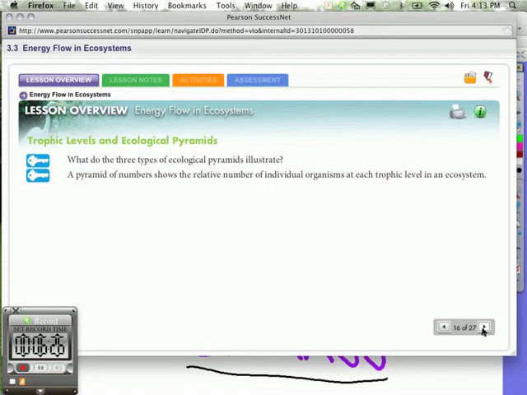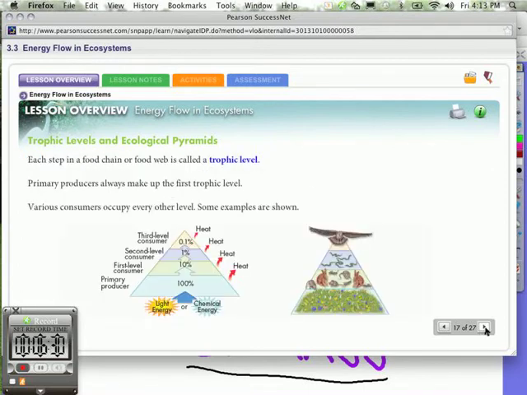Each step in a food chain or food web is called a trophic level. Primary producers always make up the first trophic level. Various consumers occupy every other level, and some examples are shown. So you can see here in this little triangle, this pyramid shows a large portion of plants.